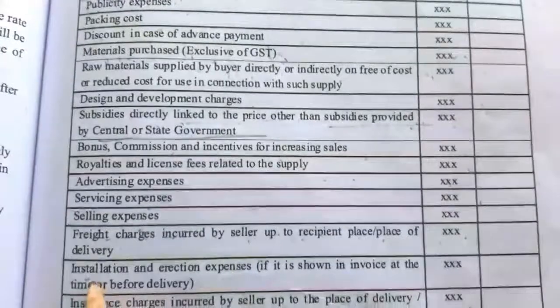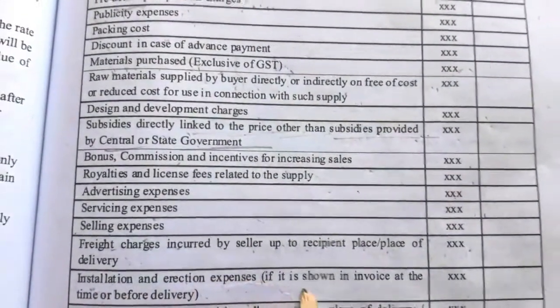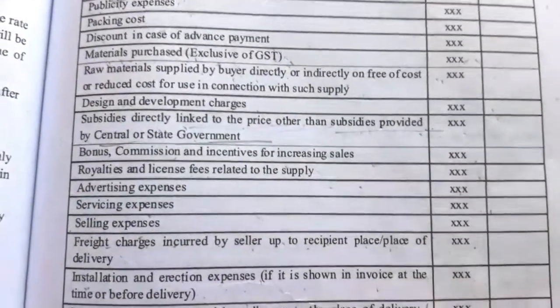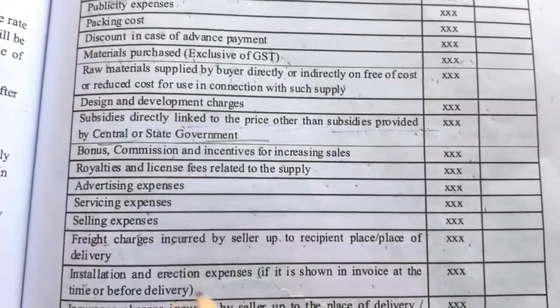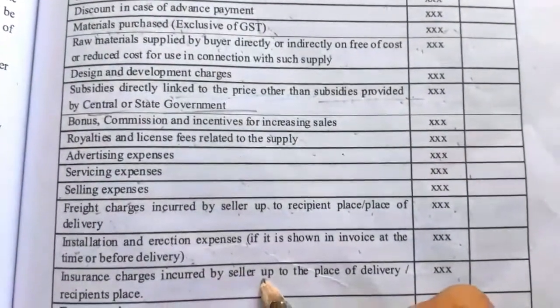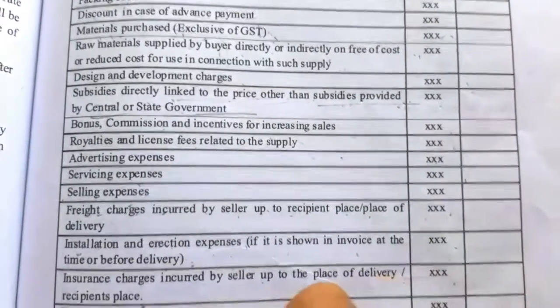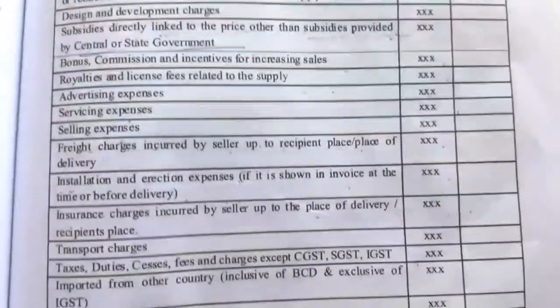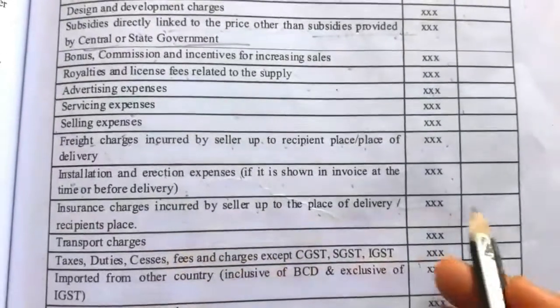We have to add installation and erection expenses if it is shown in the invoice at the time of or before delivery, that also we have to add. Then insurance charges incurred by the seller up to the place of delivery or recipient place. Then any transport charges we have to add.